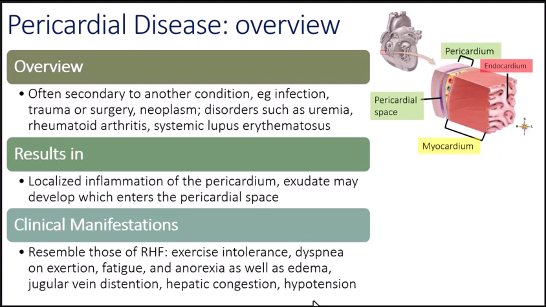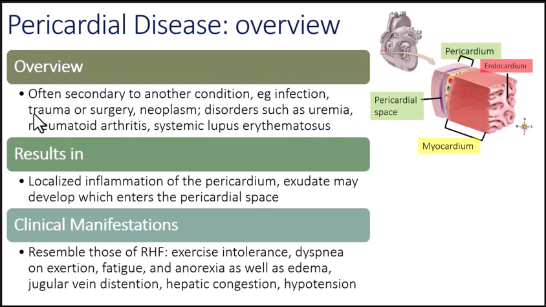Pericardial disease is most often a manifestation of another disorder. So somebody could have an infection or have had trauma or surgery, or maybe they have some sort of growth that leads to some disease of the pericardium. In addition, disorders such as uremia, which is a buildup of toxins in the blood. Normally the kidney would help get rid of toxins in your urine, but if they're not filtered through the urine for whatever reason, they can build up in the blood.